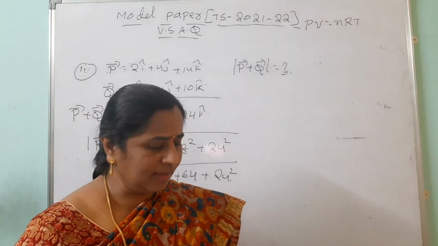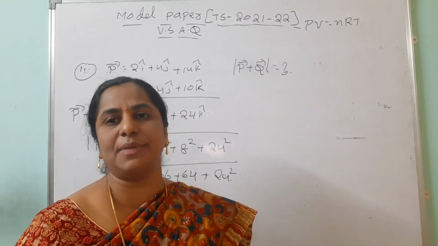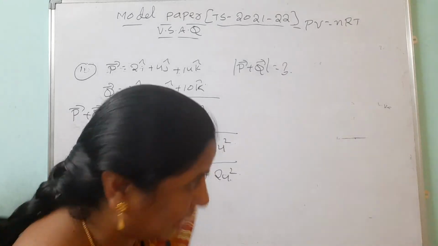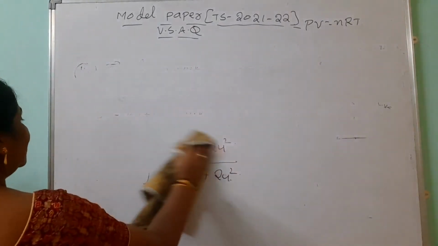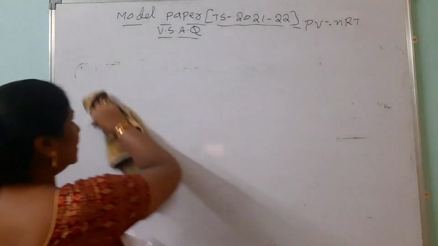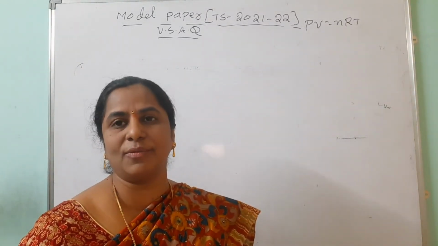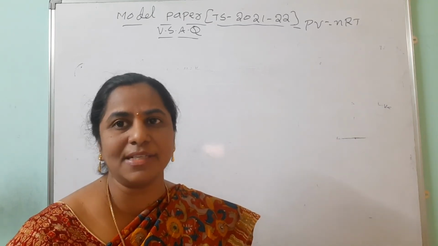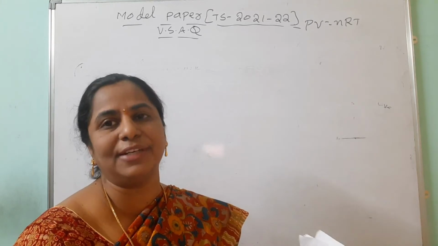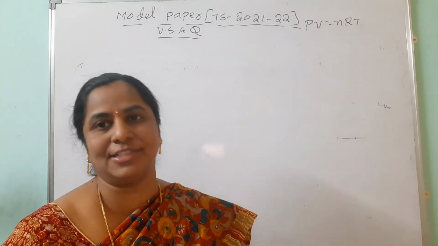Then our 12th question is, distinguish between accuracy and precision. What is the difference between accuracy and precision? Accuracy means what? The error is very small. Error is very less, meaning the value is close to the true value. That is called the accuracy. It depends on the systematic errors.